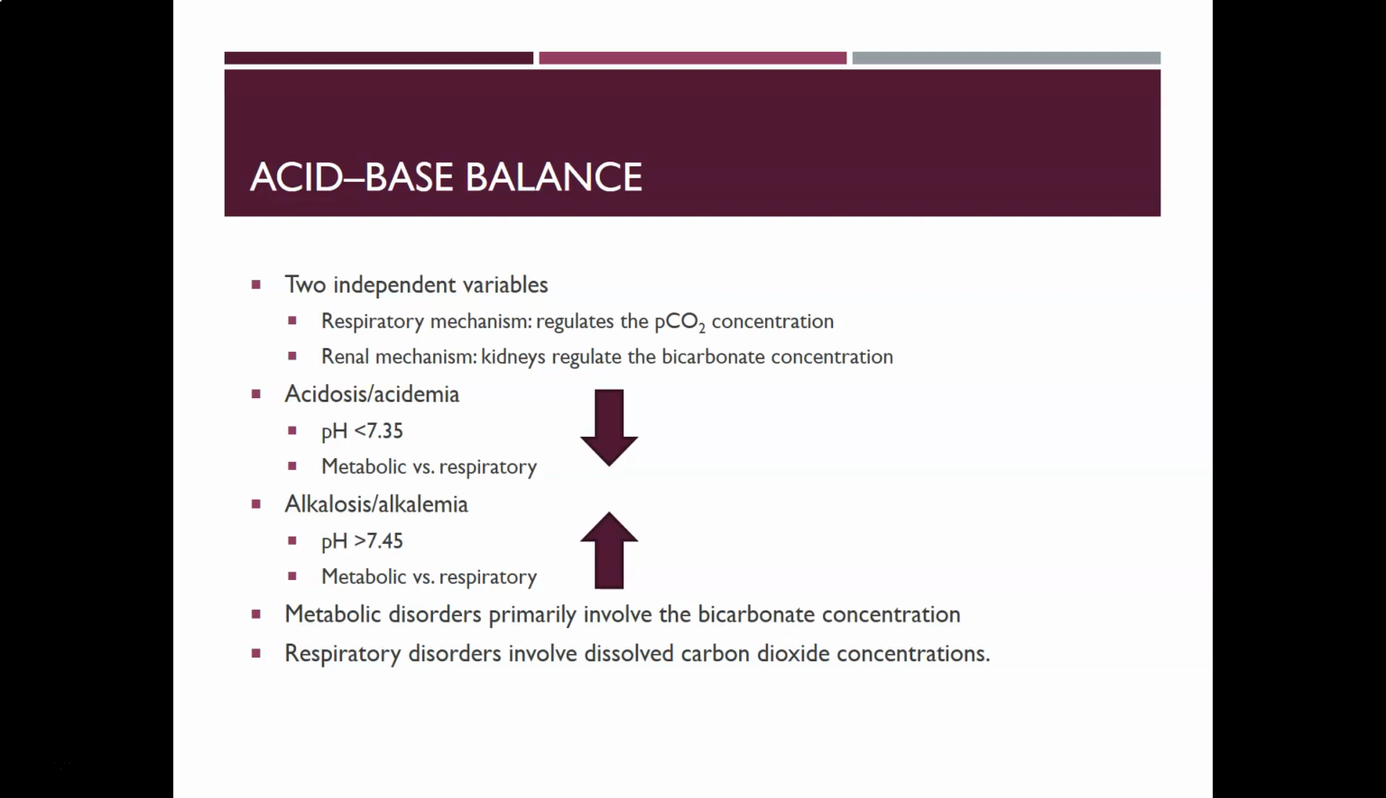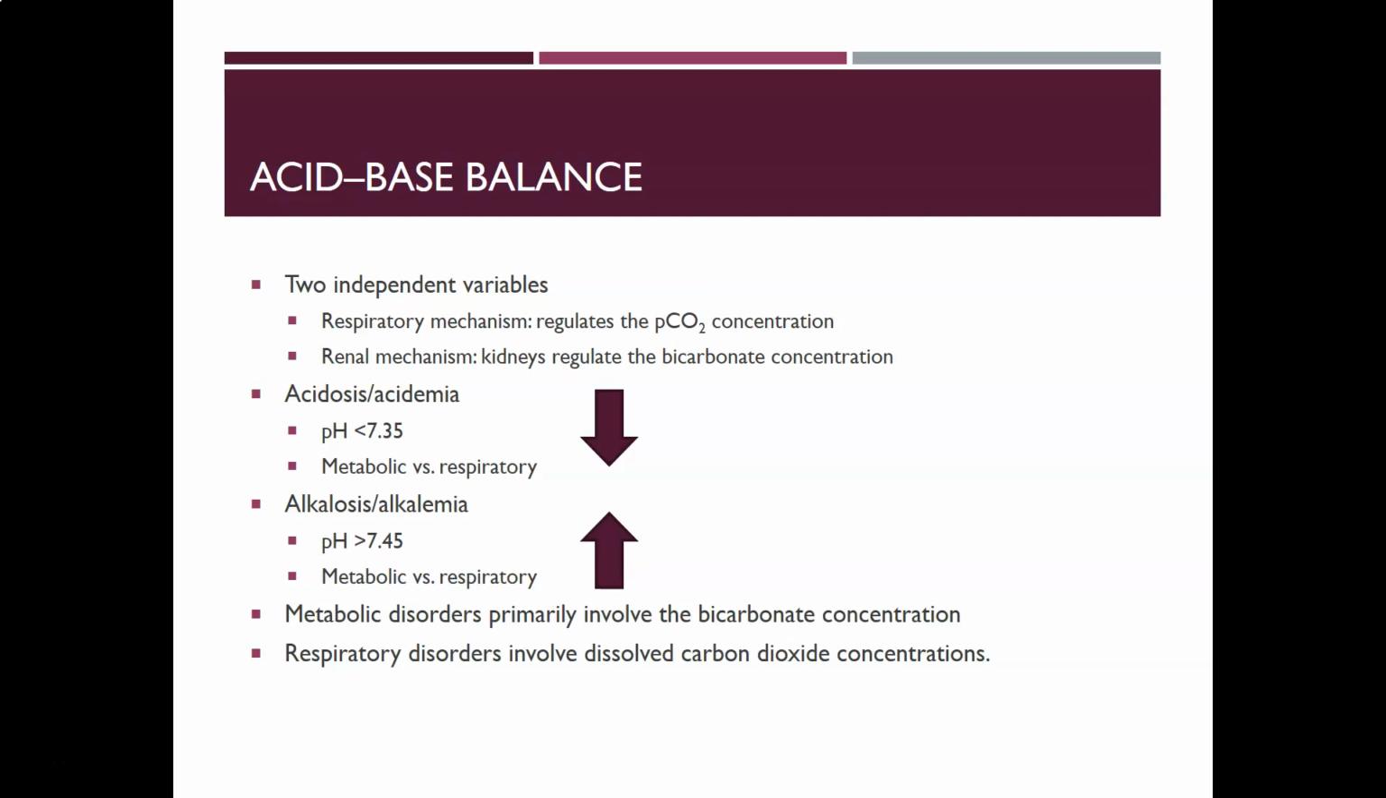So if you have acidosis or acidemia, or too much acid in the body, the blood pH is going to be below the reference range, or below 7.35. But the acidosis could be metabolic or respiratory. And I'm going to show you how to assess that here in a minute.